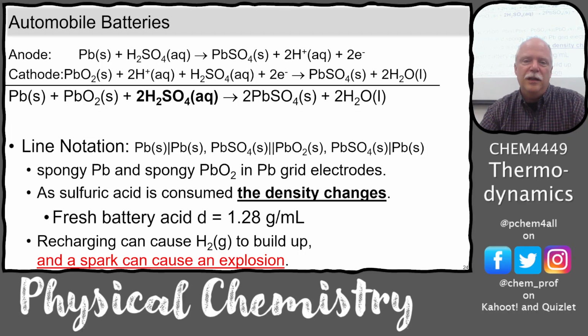So this is a very interesting reaction. If you look at it, the anode reaction is lead metal reacting with sulfuric acid to make lead sulfate, and that gives us 2 acid protons and 2 electrons. Those 2 electrons and protons are used by lead oxide at the cathode and sulfuric acid to make lead sulfate and 2 waters. So this is a really interesting reaction.